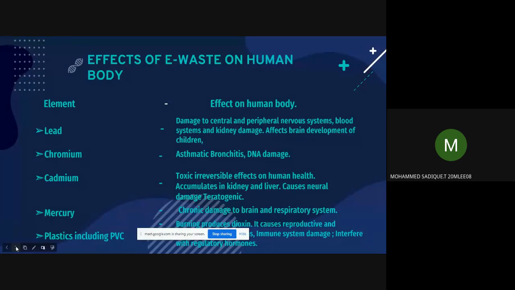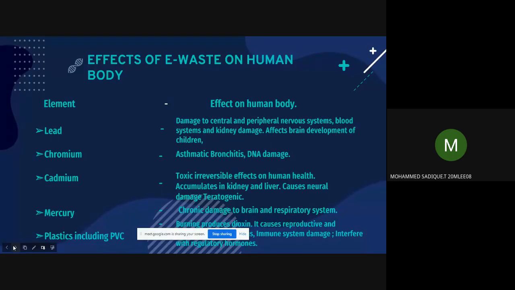Teratogenic mercury causes chronic damage to the brain and respiratory system. And lastly, plastic including PVC, when burned, produces dioxin. It causes reproductive and developmental problems, immune system damage, infections and cancers. Then I would like to hand over the session to Mirdas.